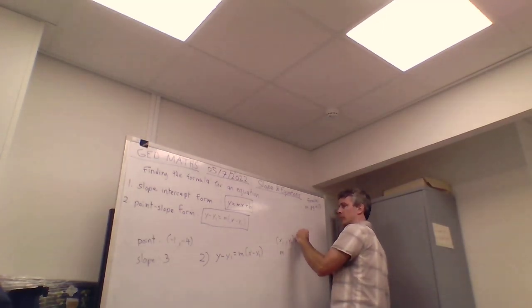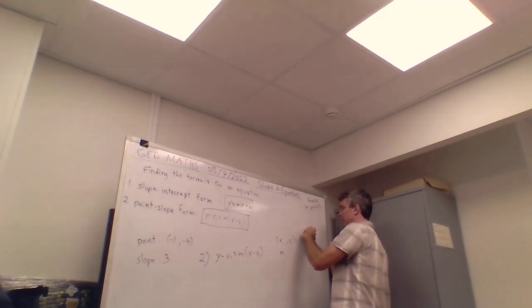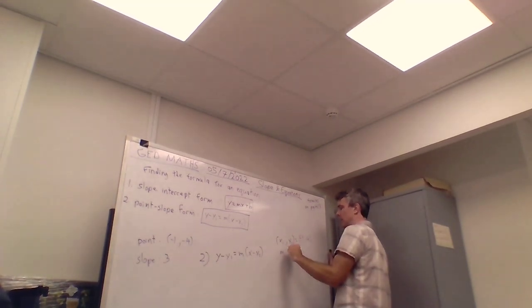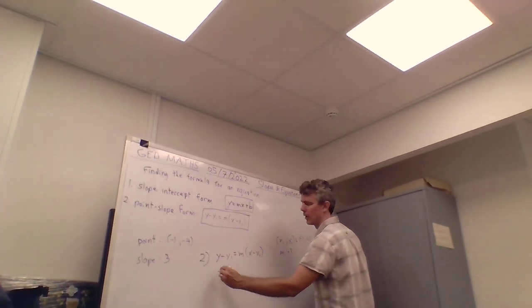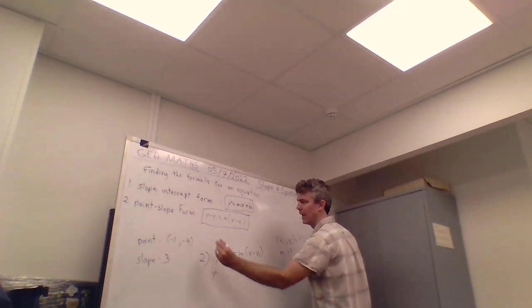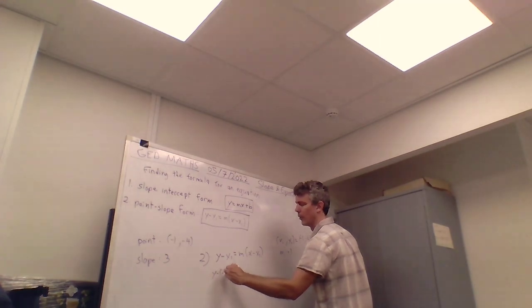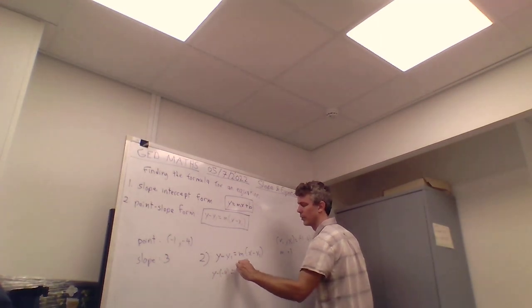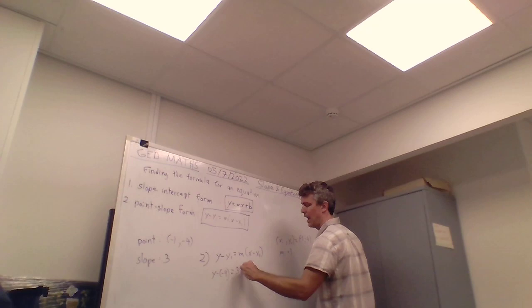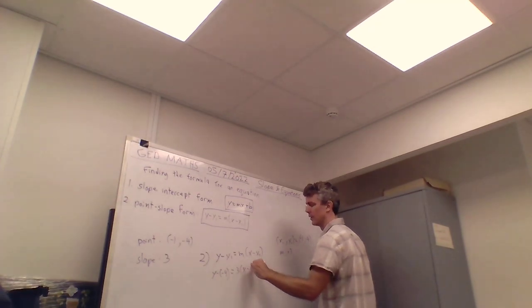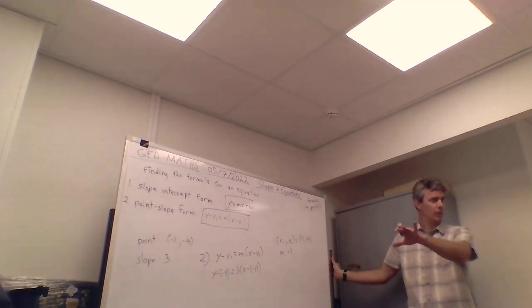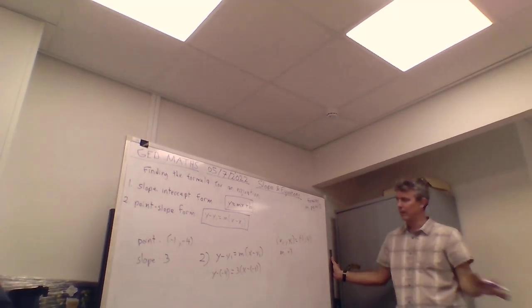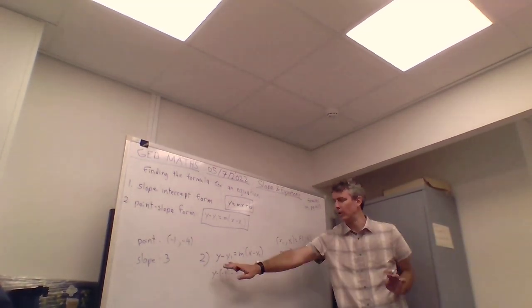And that equals minus 1, 4, right? And m equals 3. We substitute these things in. So here we say y minus 4 equals 3 times x minus 1. Do you see that? I'm just putting in what I have from the point and what I have from the slope. And then we solve.